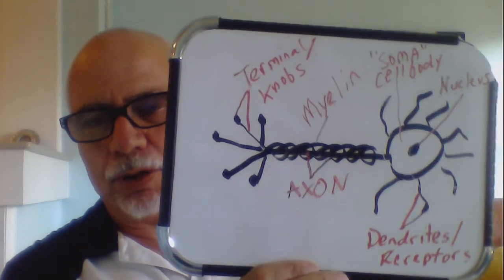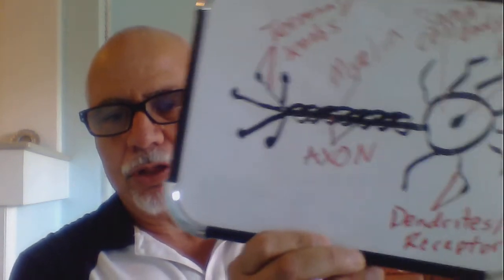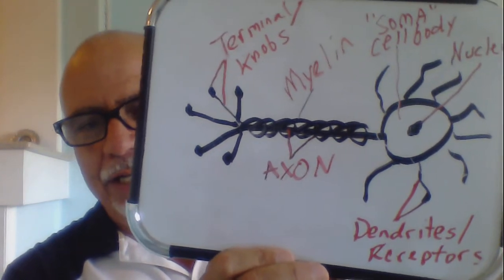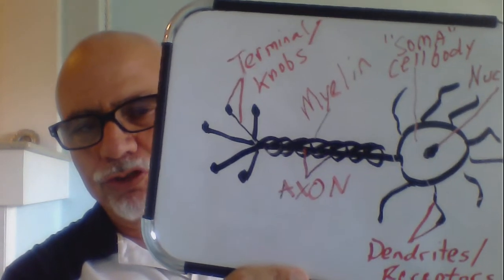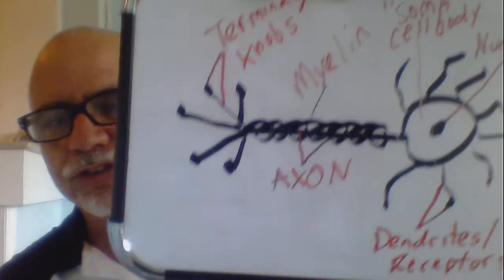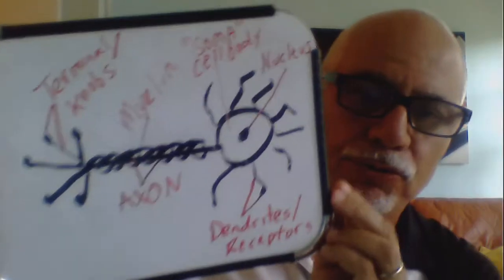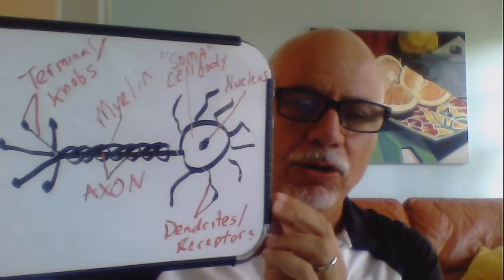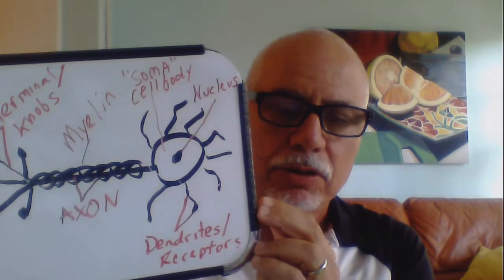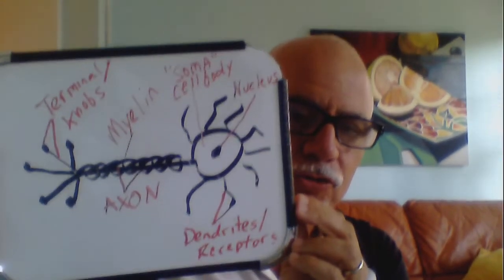Notice around the cell body, those extensions, they look like whiskers. Those are called dendrites. And at the end of those dendrites are very small openings called receptors, or sometimes receptor sites. These receptor sites are like keyholes. And these keyholes are activated by specific molecular shapes of certain chemicals called neurotransmitters.